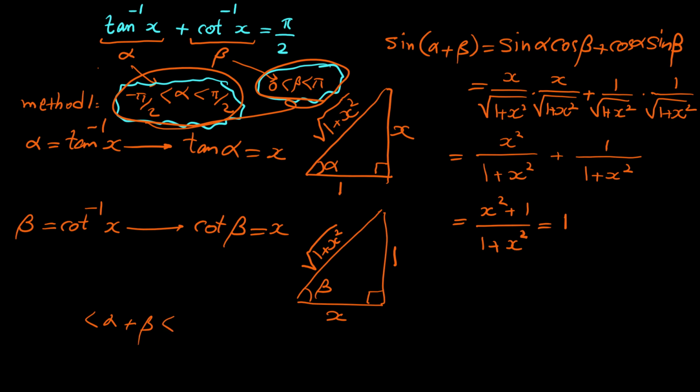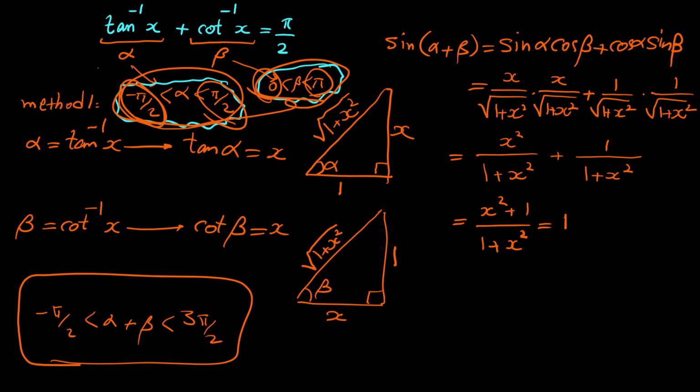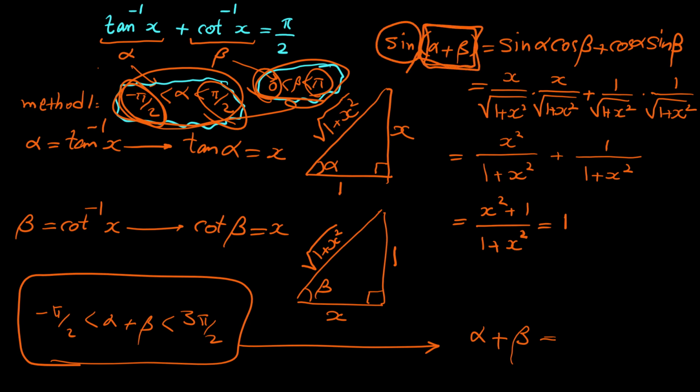Because alpha is between negative pi over 2 and pi over 2, and beta is between 0 and pi, alpha plus beta would be between negative pi over 2 plus 0, which is negative pi over 2, and pi over 2 plus pi, which is 3 pi over 2. In this region, between negative pi over 2 and 3 pi over 2, please attention, the only angle alpha plus beta whose sine is 1 is pi over 2.